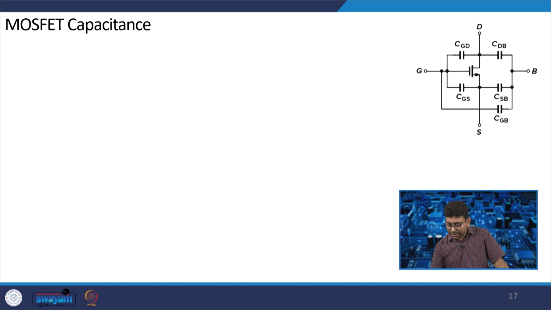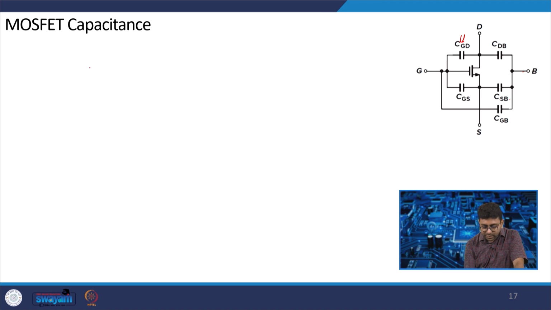So, if we draw the MOSFET and consider the bulk, there is a CGD capacitor between gate and drain, a CDB capacitor between drain and bulk, again a capacitor between source and bulk, a capacitor between gate and source, and a capacitor between gate and bulk.